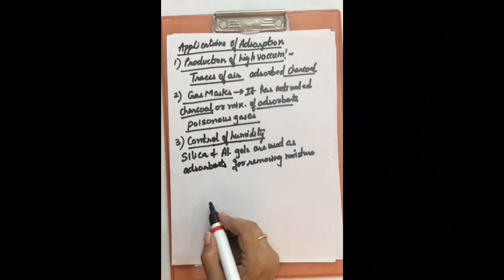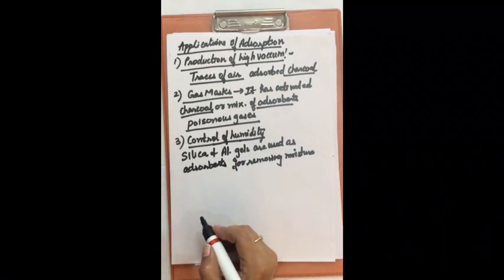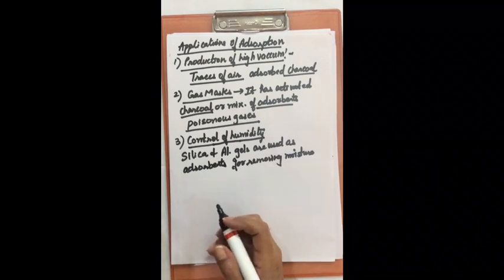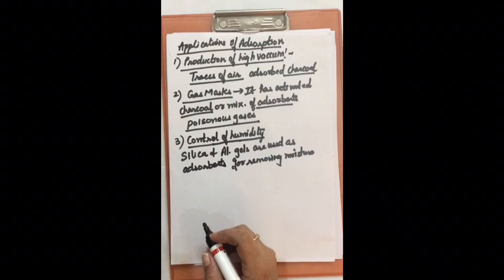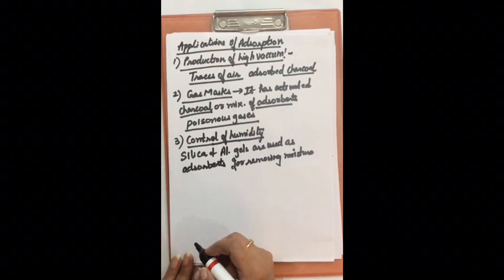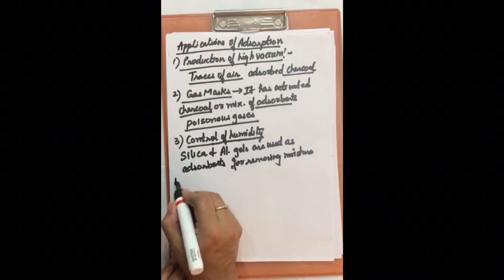and thus control humidity. Like the water flask that we buy from the market, it has a small packet inside which has silica gel. So if that flask comes in contact with humidity, it will not get spoiled, because the silica gel packed there will adsorb all the moisture inside that flask.